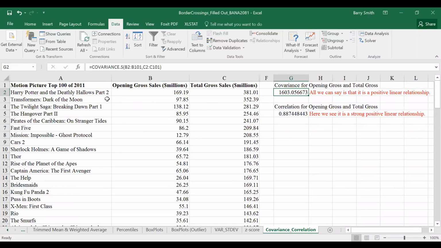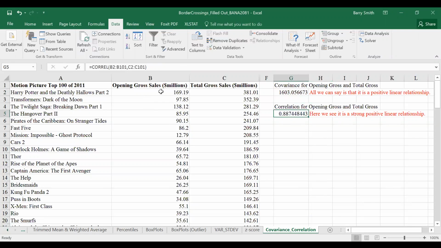And so we're going to use the sample covariance, and so that gives us 1603.056673. And with that number, all we can say is that it's a positive linear relationship. We can't say the strength, we can't say anything else. All we can say is it's positive. Okay. Now, if we want to find the correlation, which will tell us if it's positive or negative, as well as the strength, then we're going to use correlation. And that's just correl, and that's all you need to do.